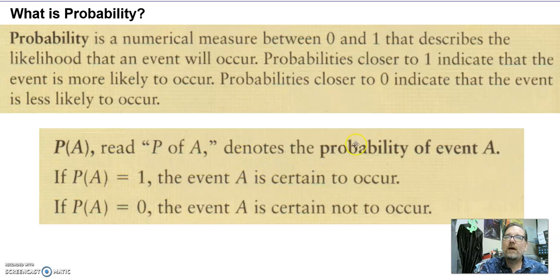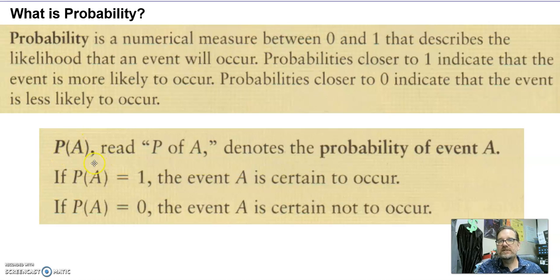So what is probability? Probability is a numerical measure between the numbers 0 and 1 that describes the likelihood an event will occur. So a 1 means an event is a certainty. It will happen. 0 means that an event will never occur. So write in your notes, I've given you this.